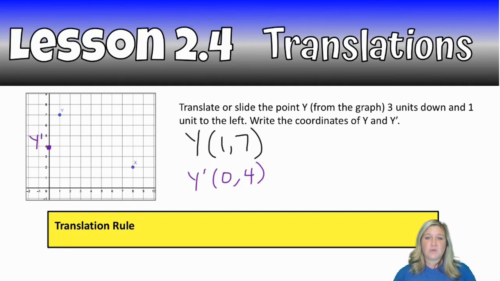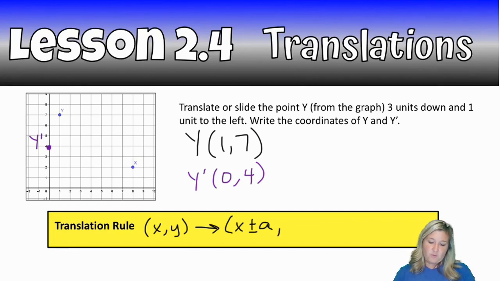So when you write a transformation rule for translations, the general rule is going to be X comma Y. So that's where it originally started out. And then some transformation happened with this arrow, and then I can have X plus or minus A. So if it's plus A, that means it moves to the right, just like any other transformation on the number line. If you move to the right, it's going to be positive, and if it's minus A, it's going to be to the left.